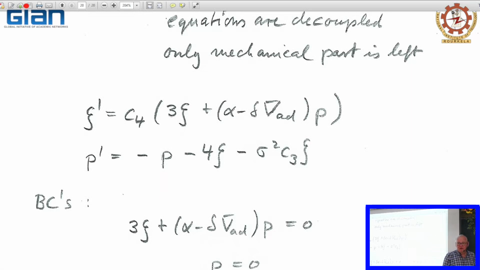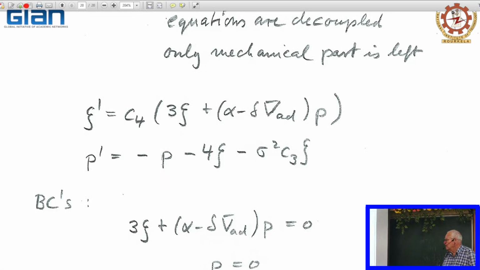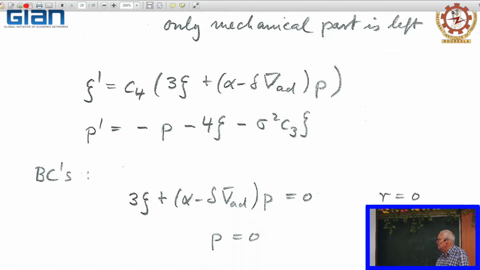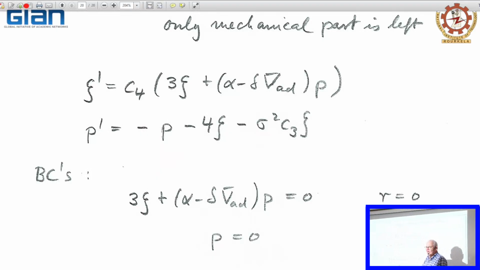Again, we need boundary conditions for this system. These are now two boundary conditions because we have a second order system. There is again, or remaining, the regularity condition, which was present in the previous case. Just that in that case, C1, C4 goes like 1 over r squared. So at the center, this bracket term has to vanish. This is the analog of the previous regularity condition, 3 theta plus alpha minus delta nabla adiabatic, which comes from the adiabatic changes of state, times P is equal to 0.